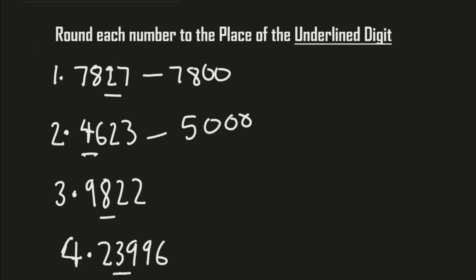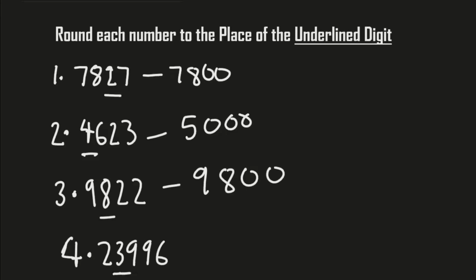9,822. We're rounding it to the hundredths place. So this is the one we're going to look at, 2. So 2 is obviously less than 5, and that would mean our answer is 9,800. Let's go back here and write it down. 9,800.